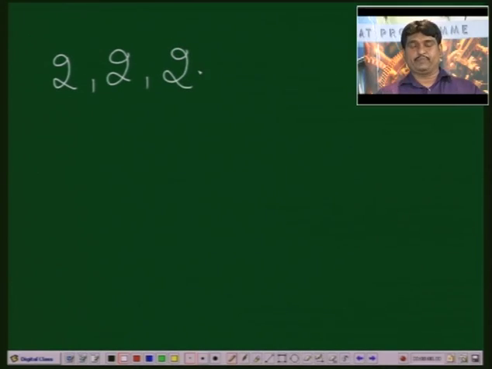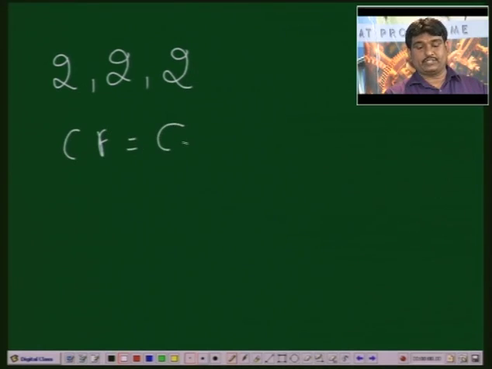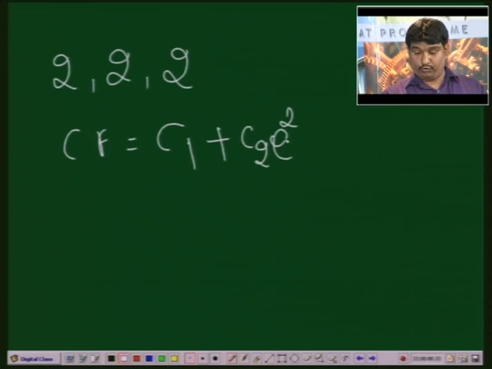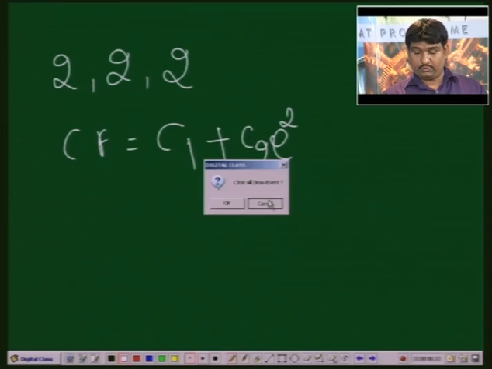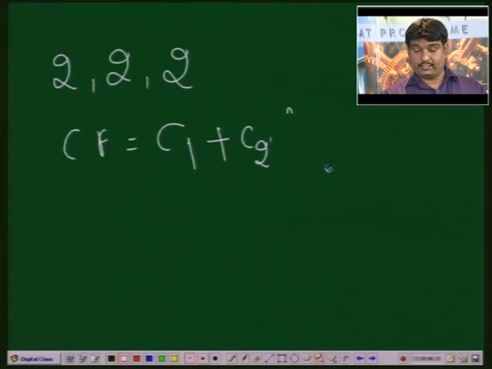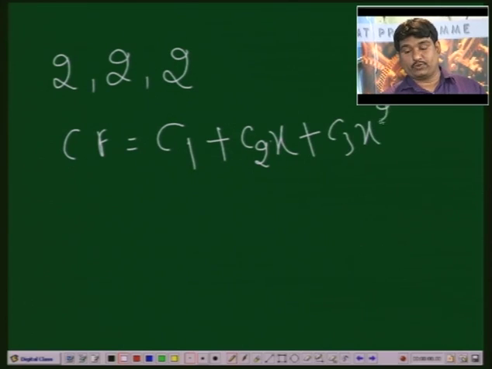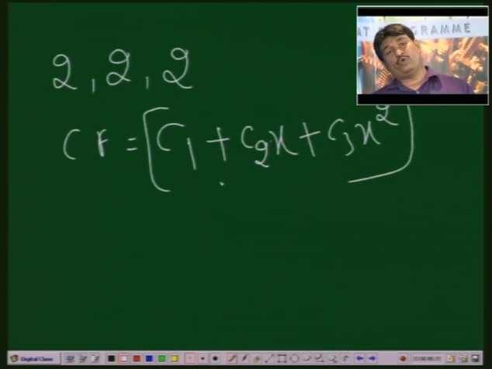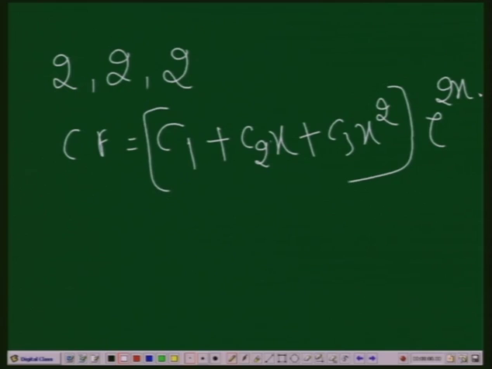For repeated roots, the complementary function is like this: (C1 plus C2 x plus C3 x²) into e to the power of 2x, where x is the independent variable. That is for 3 roots. If there are 4 roots, then one more, C4 x³ into e to the power of 2x. So, you are familiar with this notation as well.